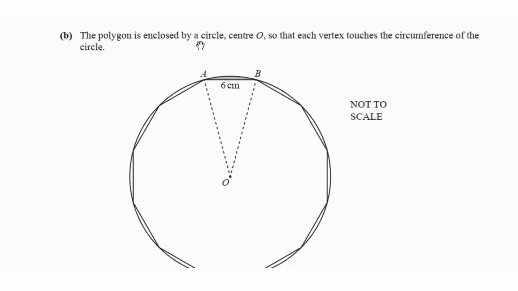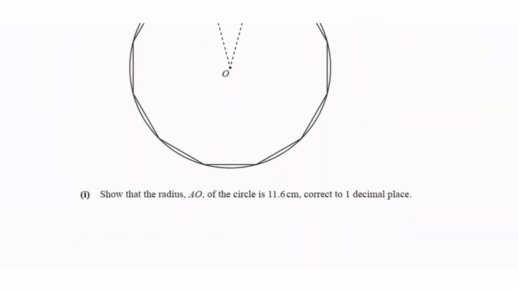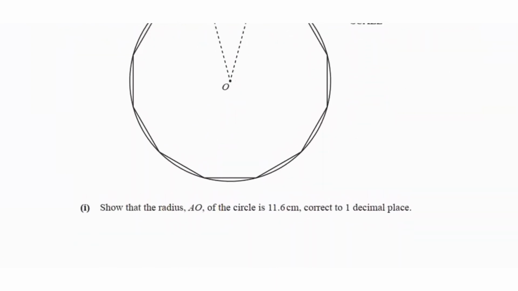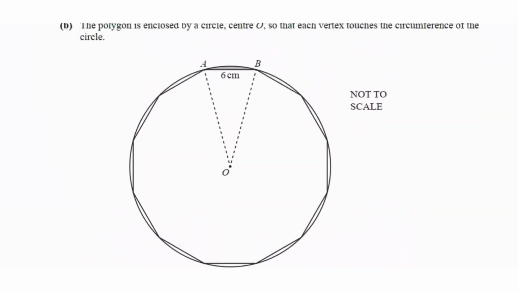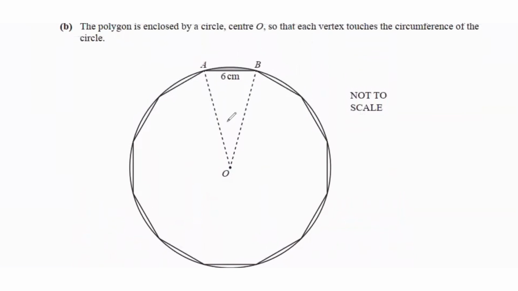The polygon is enclosed by a circle center O so that each vertex touches the circumference of the circle. Show that the radius AO of the circle is 11.6, correct to 1 decimal place. So we have to find the length of this. So we know OA is going to equal to OB because they're the radius. 6 centimeter, this length is given over here.